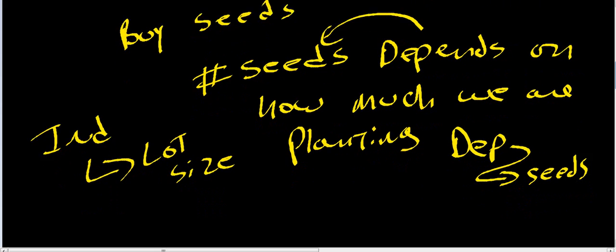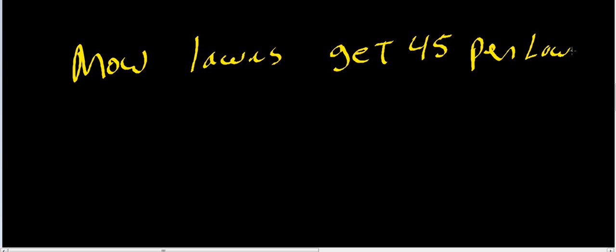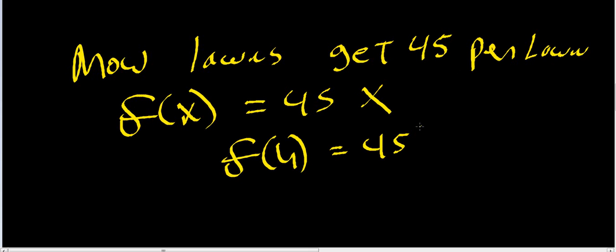And there'll be a few of these, but most of what you're going to see is like the first one, which would be kind of similar to this one right here. Let's say that you mow lawns, right? You get 45 bucks per lawn. And they're going to say, write this in function notation. So you got f of x is equal to 45x, or you could have f of h is equal to 45h.